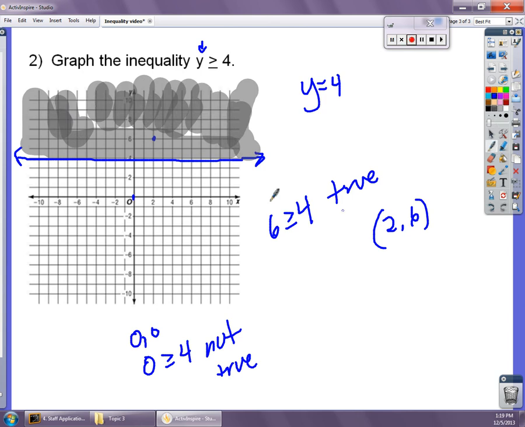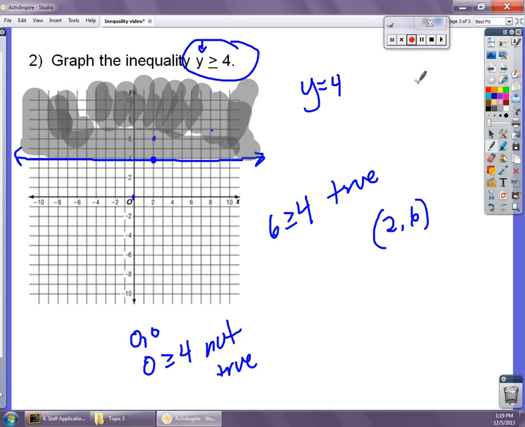Now, just so we know, any point in the shading, or because it's a solid line, on the line, will actually make this inequality true. So it's part of our solution. Like that point, or that point, or that point, or this point, any of it will work.